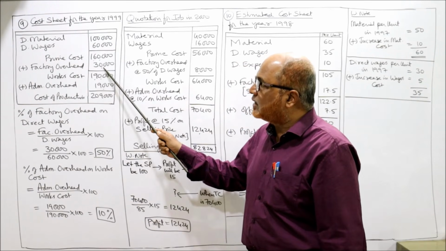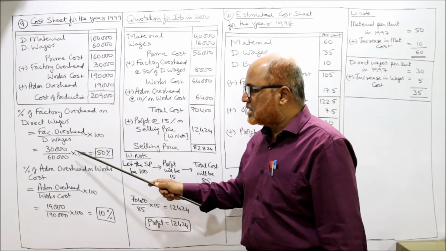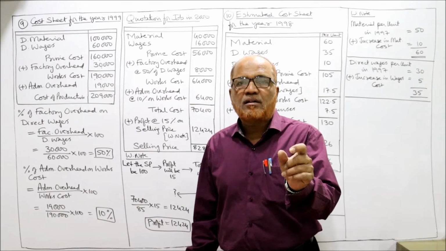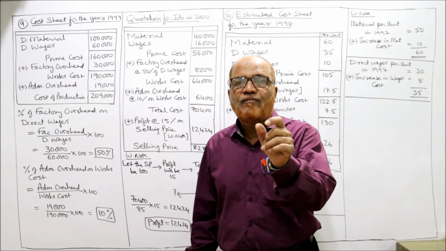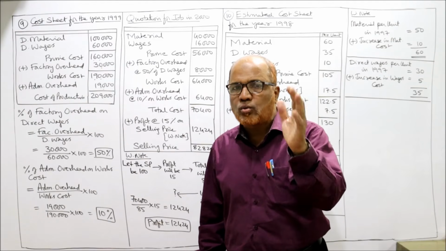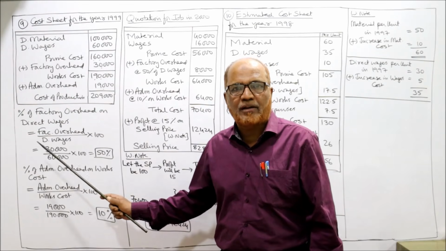How much factory overhead? 30,000. How much direct wages? 60,000. 30,000 by 60,000 into 100, 50%. So we come to the conclusion, factory overheads are 50% of wages. Whatever the wages are, 50% of that will be the factory overhead. That is the conclusion we have made.